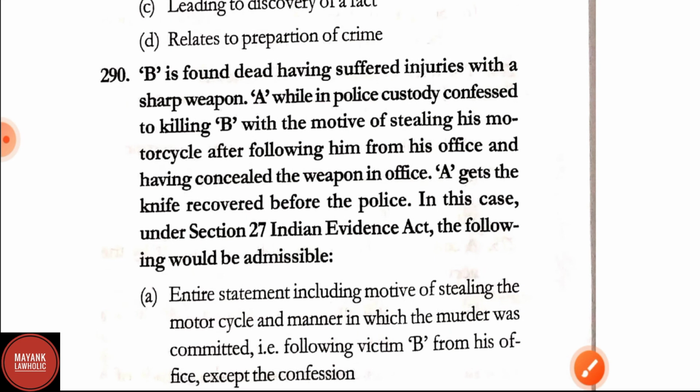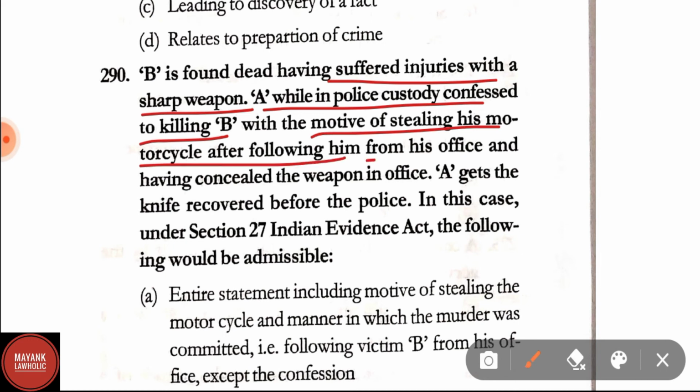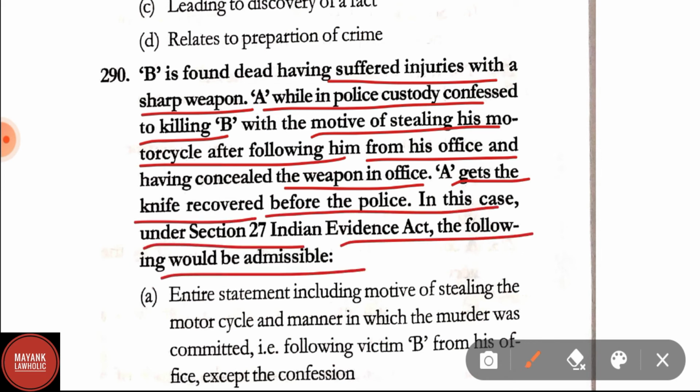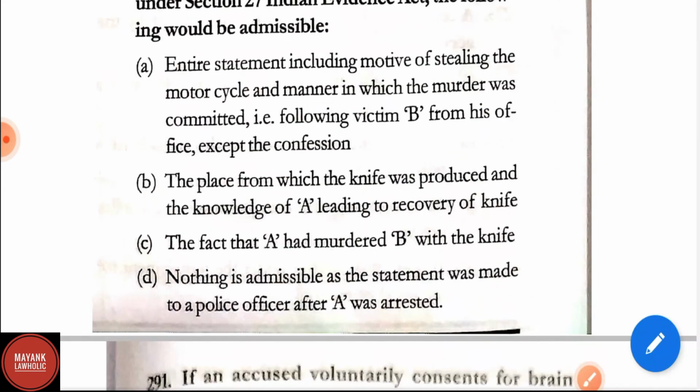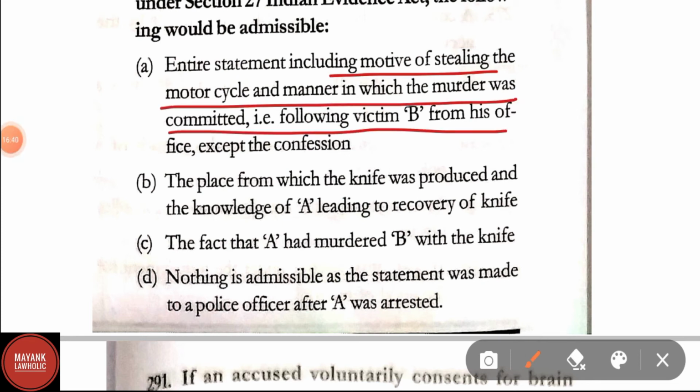Question number 290. B is found dead having suffered injuries with a sharp weapon. A, while in police custody, confessed to killing B with the motive of stealing his motorcycle after following him from his office, and having concealed the weapon in the office. A gets the knife recovered before the police. In this case, under Section 27 of the Indian Evidence Act, the following would be admissible. Option A, the entire statement including the motive of stealing the motorcycle and the manner in which the murder was committed, that is following the victim B from his office, except the confession.